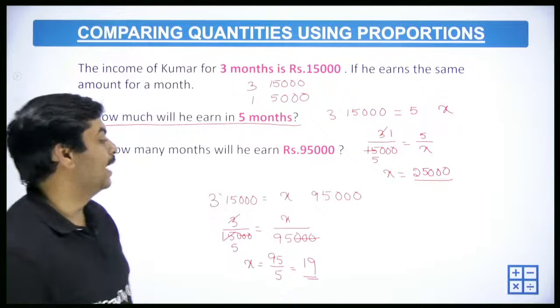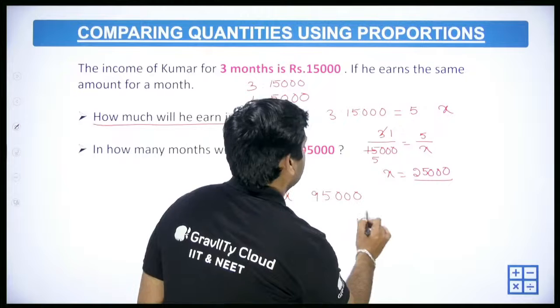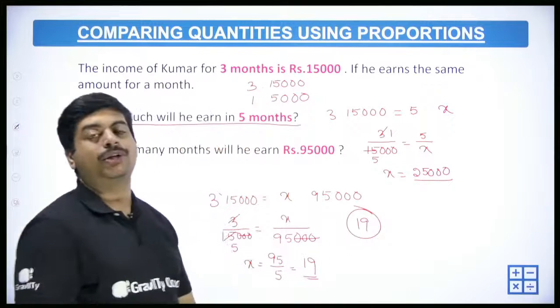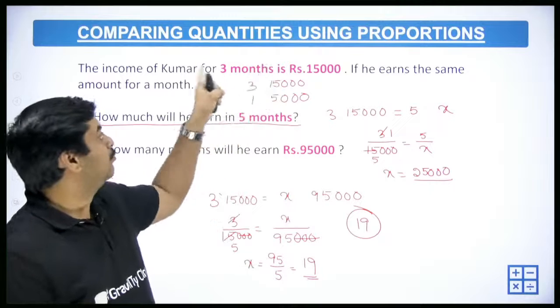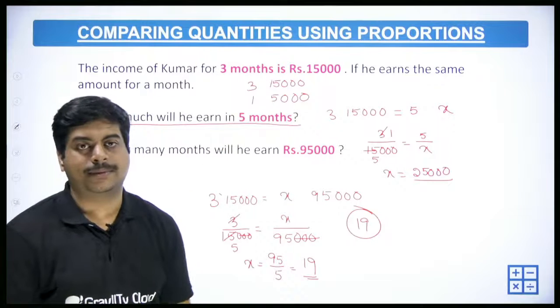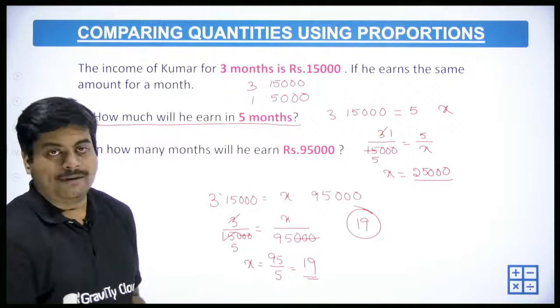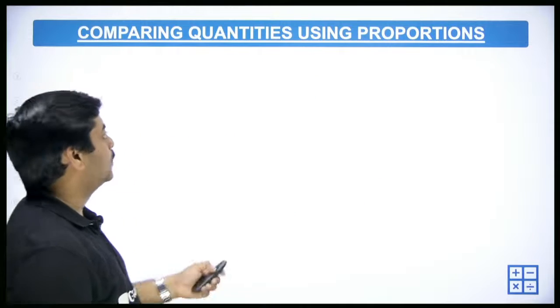So he takes 19 months to earn 95,000 rupees if he is earning at the rate of 3 months and 15,000 rupees. This is what we discussed in the last class. Once again, let's continue with more applications.